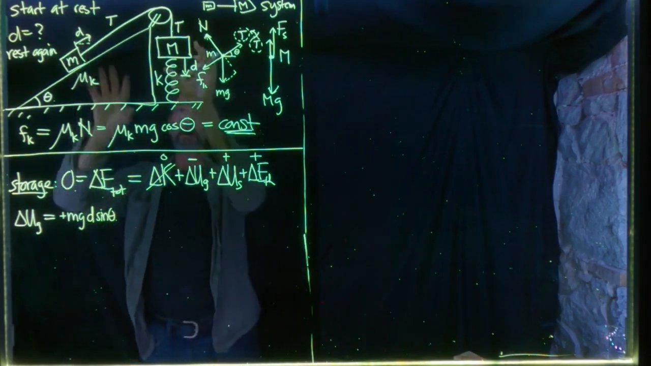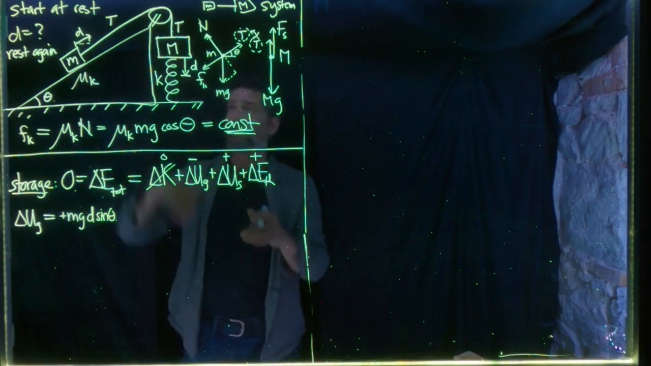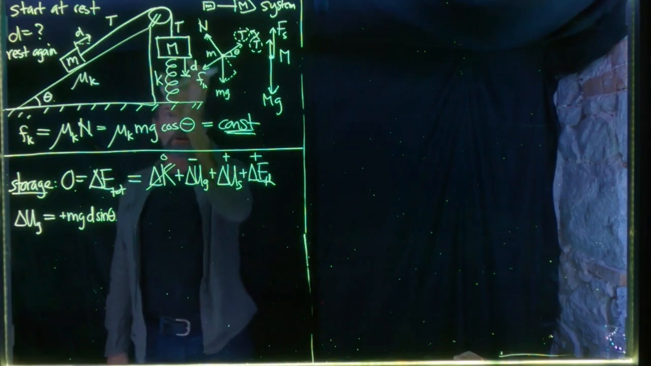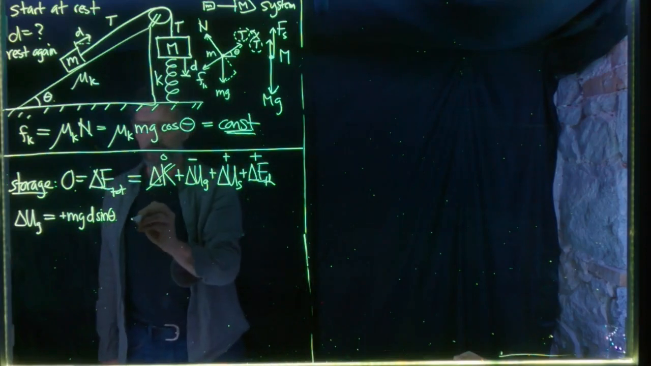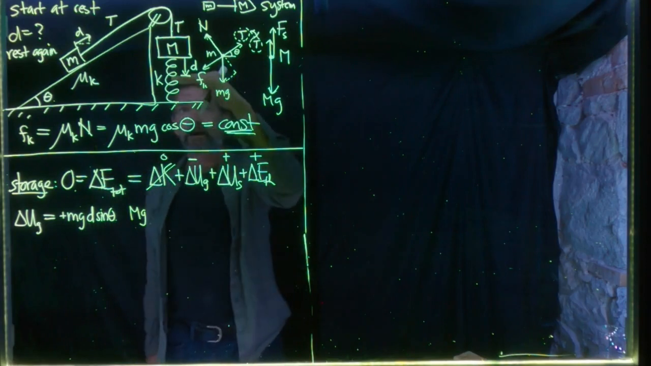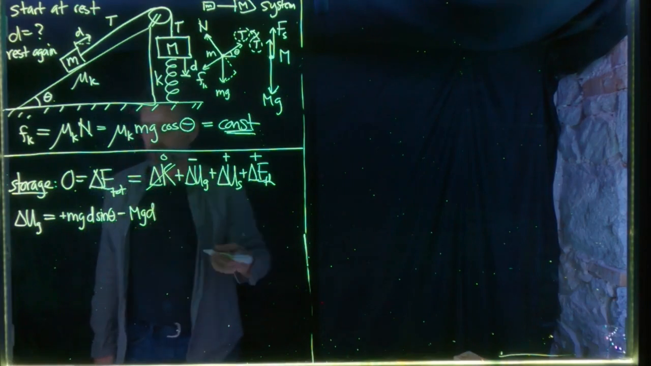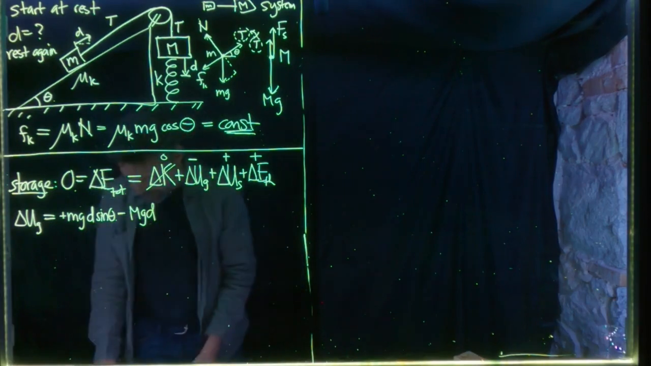Now we have another mass, which is moving up and down. In this case, it's moving down. Okay, and so it'll be positive mg, positive big M g times the change in height. Well, height final minus height initial is negative d. Okay, this is negative. Okay, so we have that.